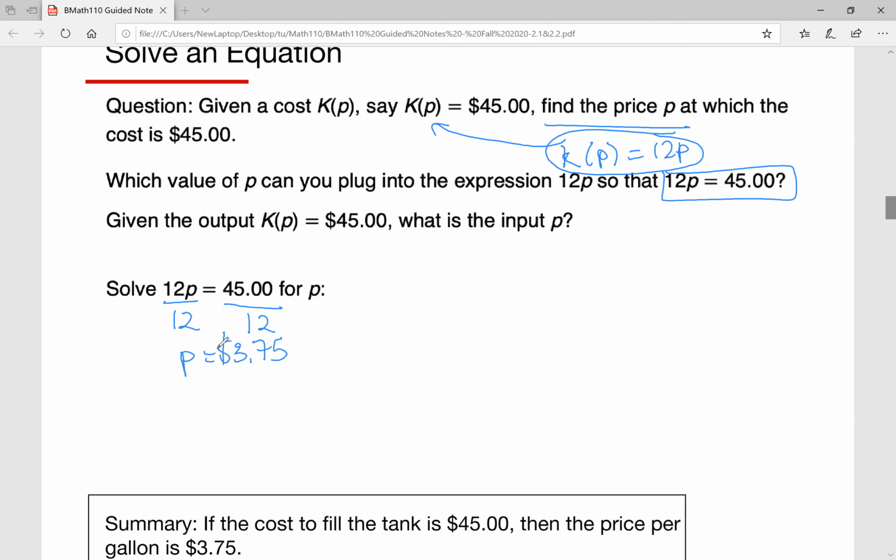$3.75. And what does that mean? It means that if the cost to fill the tank is $45, so totally $45 to pay for 12 gallons, right? Then the price per gallon will be $3.75. Okay, so let's move to the next page.